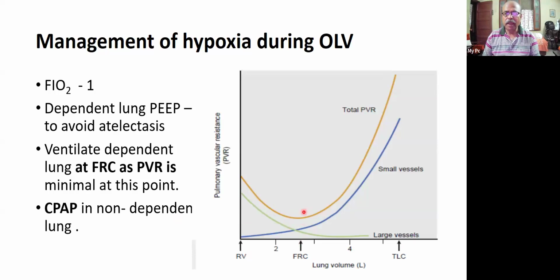Okay, so the idea is to ventilate at FRC. That is nothing but keep the lungs slightly inflated, not much, which is going to hamper the surgical process, but slightly inflated by using a CPAP in the non-dependent lung.